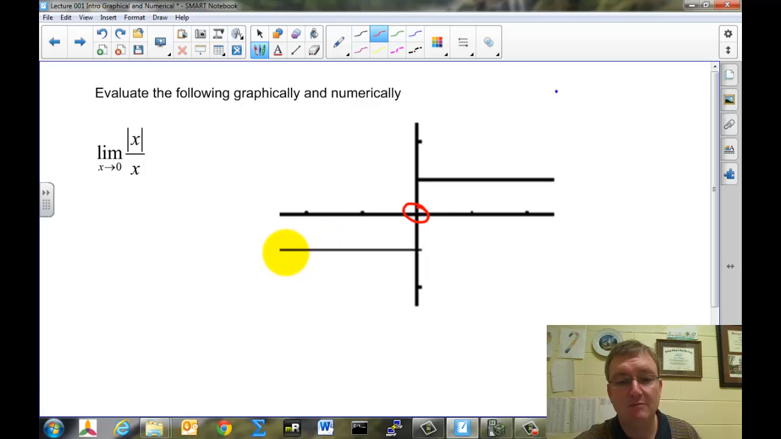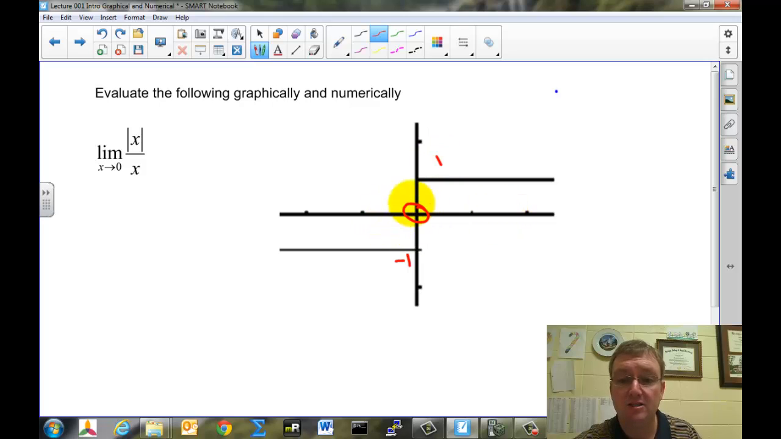Well, what's happening to the left of it? I'm on the function here to the left of it. It's just a constant line. It's at -1. So it looks like from this direction I'm approaching the number -1. And on the top, on the right side, it's a flat line also. It's a horizontal line, and it's approaching the number +1.